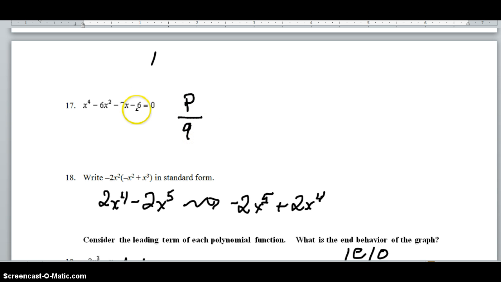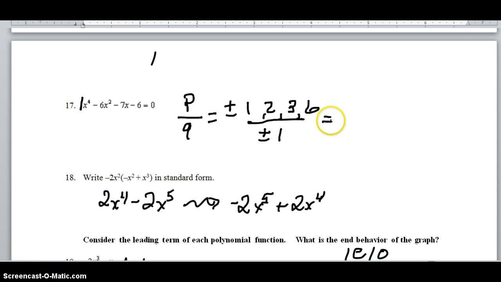So I'm going to put all the factors of -6 over the factors of 1. That's going to look like this. Positive and negative, 1, 2, 3, and 6, all over positive and negative 1, which in essence gives us positive and negative 1, 2, 3, 6. When you plug all 8 of these numbers in here, what you will find is that you have a 0 at one of these possible rational roots.